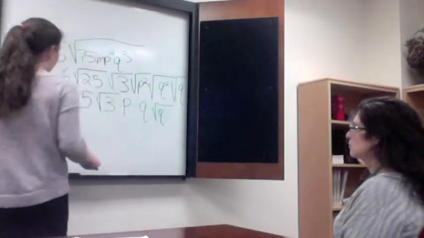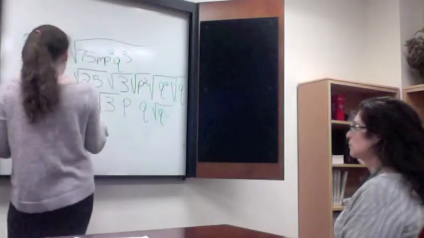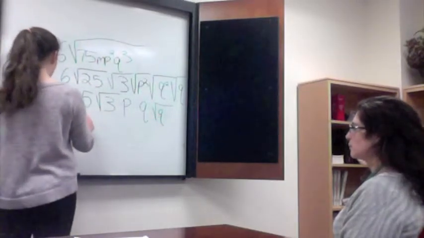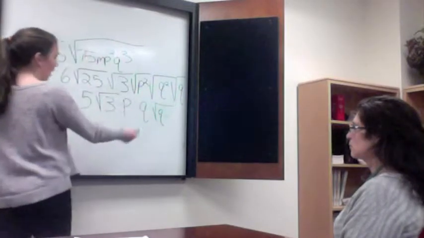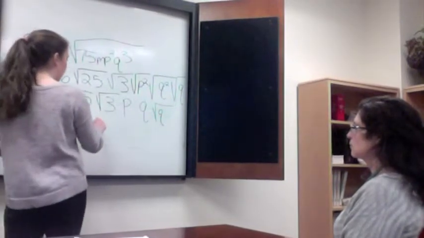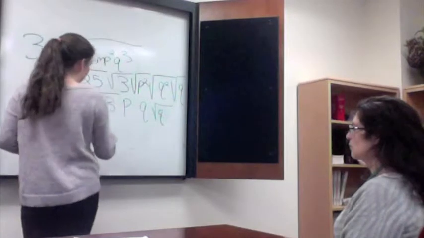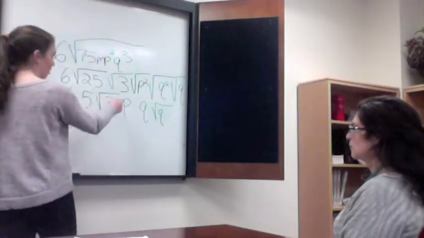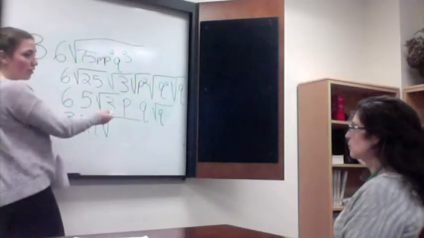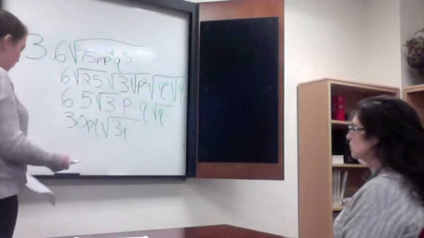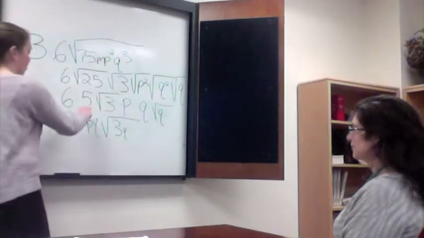Now, we have to multiply 6 times 5, which is 30. And then we're going to add the things that aren't inside a radical to right here. So it's going to go outside the radical with this, this, this, and this. So then you do rad, and then you're going to add the things that are inside the radical. So 3q. And that's your answer.